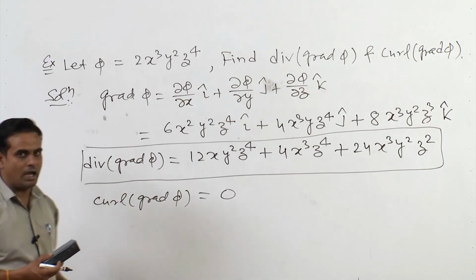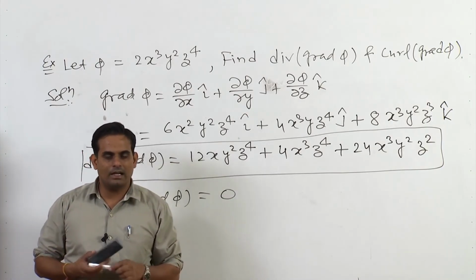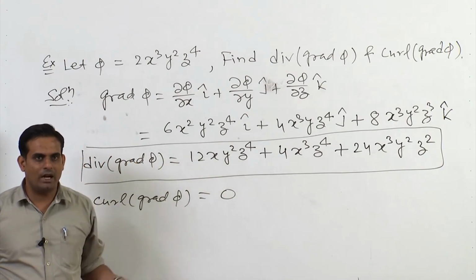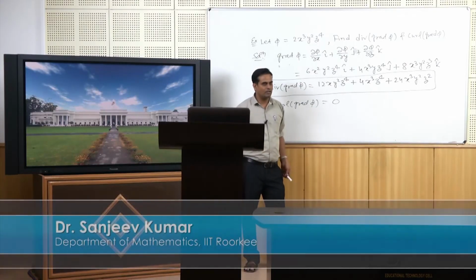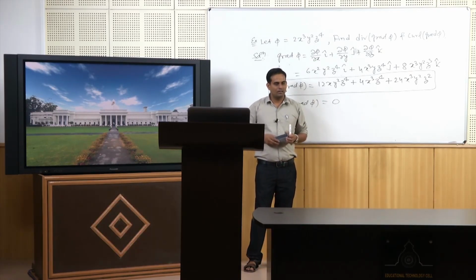So, with this I will close this particular lecture. In this lecture we have done few identities on gradient and then we have seen the definition of divergence and curl for a given vector function. Thank you very much.